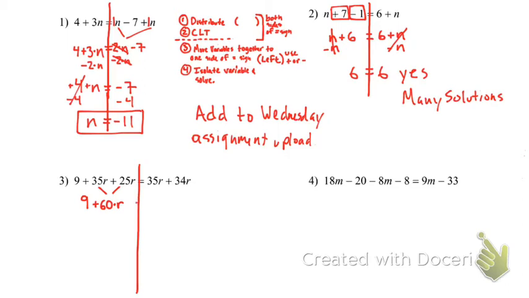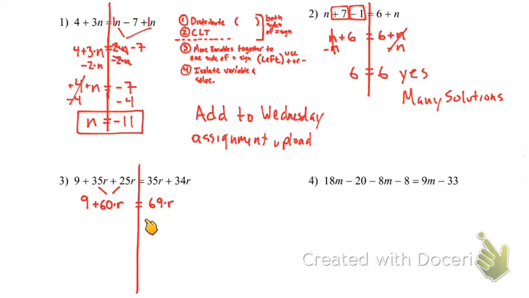Okay, on the right side, we're going to combine like terms here because there's no distributive property. This is going to give me 69R. And it's positive, so we're actually adding them. So 69 times R. All right.